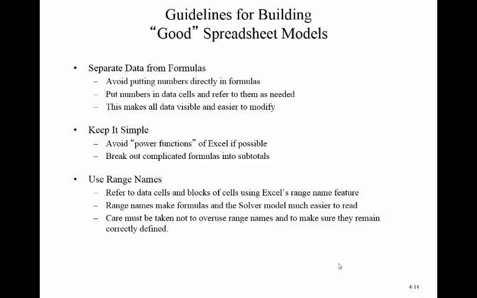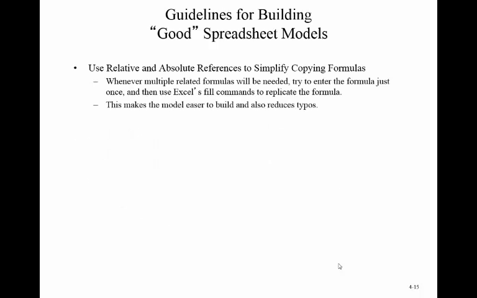And again, range names are super important. Make them as descriptive as possible, but not too long. Because again, at the end of the day, ideally you're looking at a formula and you've got concise yet very specific and clear descriptors in terms of named ranges for that. Of course, use relative and absolute references to simplify copying formulas. Use the $ selectively when you're copying formulas and so forth.